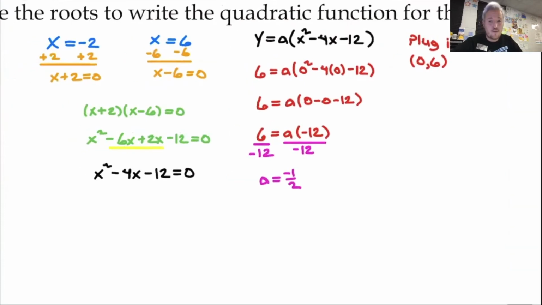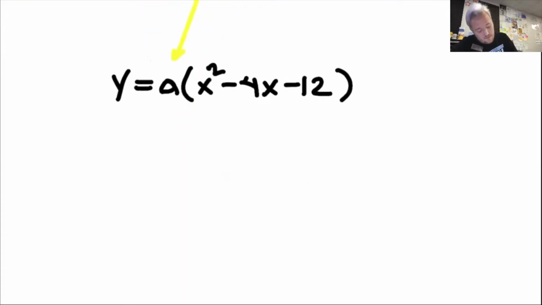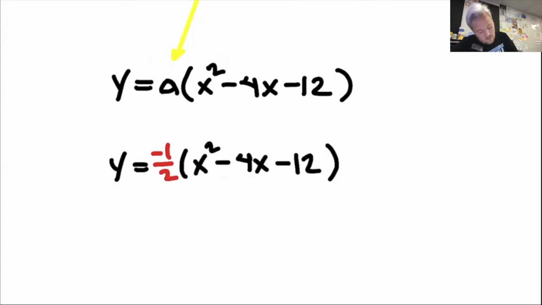So now I'm going to take the regression model from up here, and I want to write in the a value. So I'm just going to copy and paste the equation down here, and I'm going to plug in the a value. All right, so I'm going to have y equals negative 1/2 x squared minus 4x minus 12.